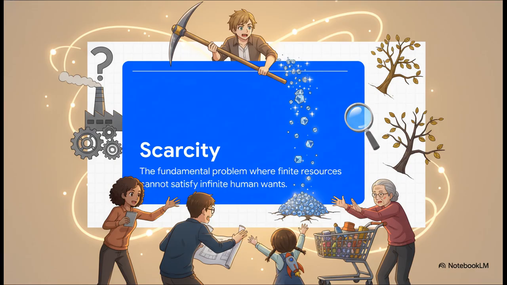Okay, let's just dive right into the core of it. Scarcity. This is the fundamental economic problem. It is the reality that our finite resources simply cannot satisfy infinite human wants. Honestly, it's the root cause of every single economic choice we make. Think about it. Our wants, whether we're talking about individuals, massive firms, or entire governments, are constantly expanding and changing. But the resources available to actually meet those wants are strictly limited. Because of scarcity, we just can't produce everything that everyone wants. Period. And therefore, choices absolutely have to be made about the most efficient use of what we do have.